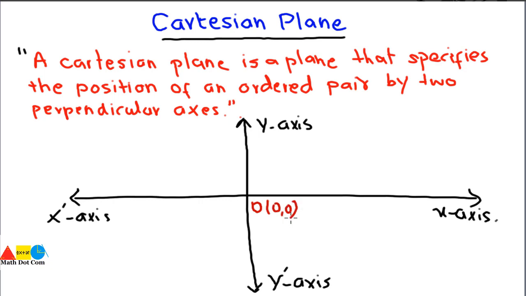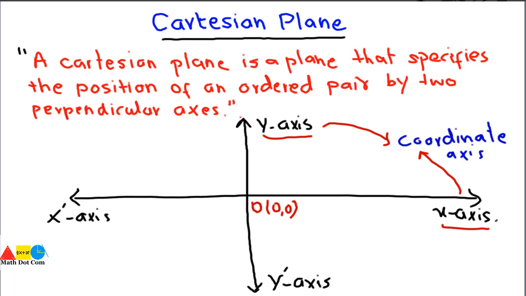This is called the origin, where the value of the ordered pair, that is x and y, is 0, 0. So the y-axis and x-axis together are called coordinate axes. That's all about how the Cartesian plane looks. On one side of the origin we have the positive values and on the other side we have the negative values.